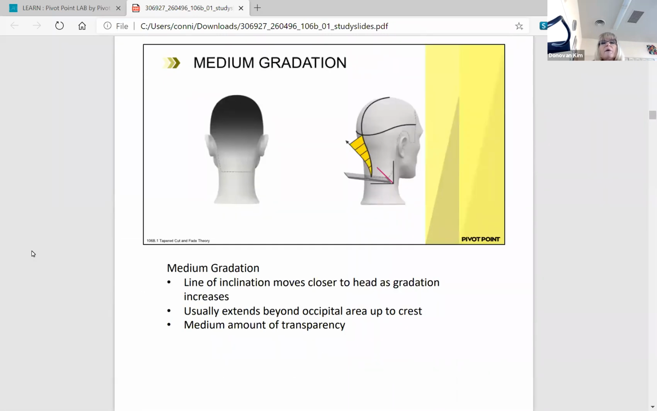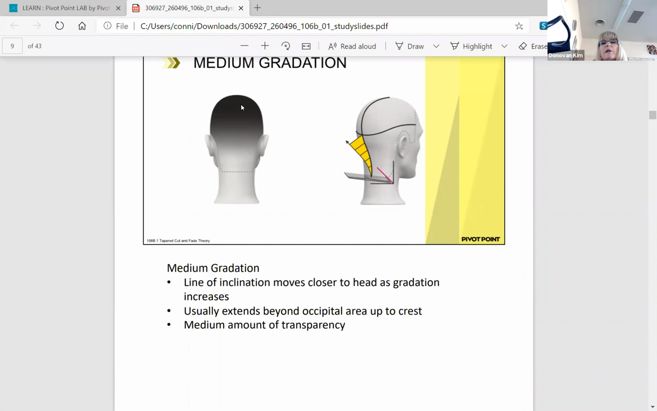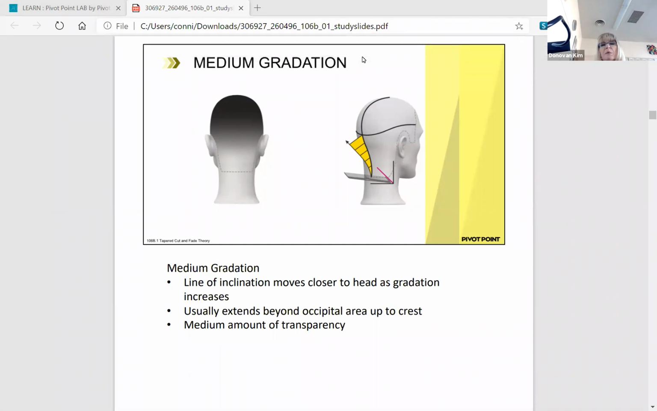When you have medium gradation, this is where the line of inclination moves closer to the head as it increases. So this is a little bit higher. This is the medium amount of transparency. So this is going to be sort of like a medium one there, where you're going to get a little bit farther up the back. That's going to give you more transparency. You're going to see more of that.